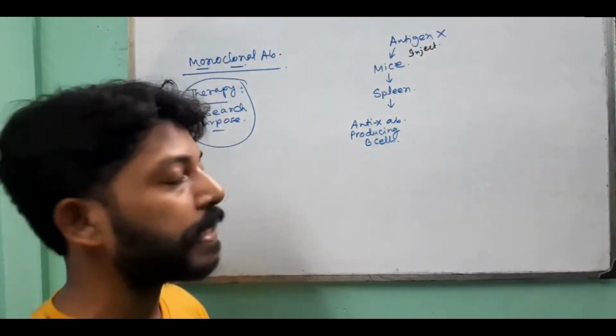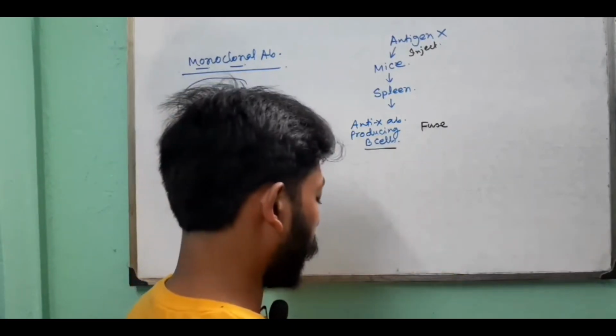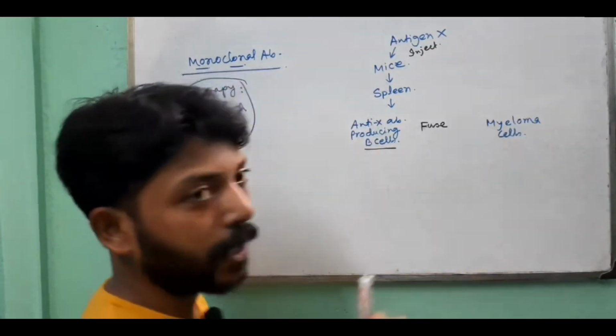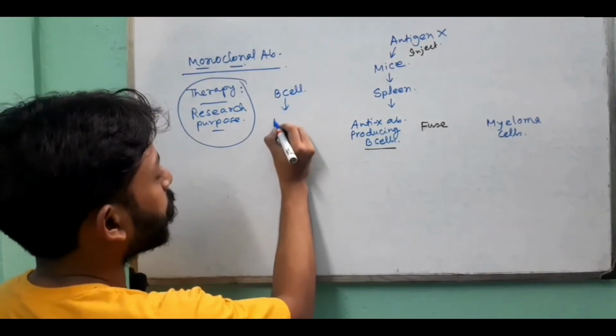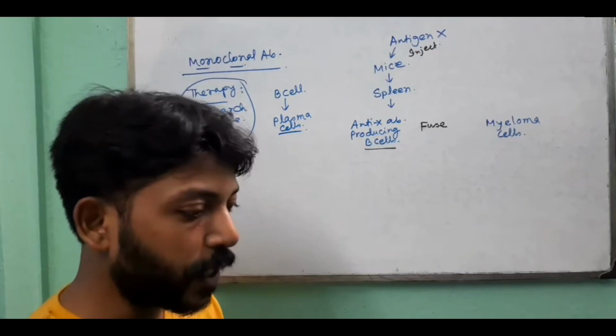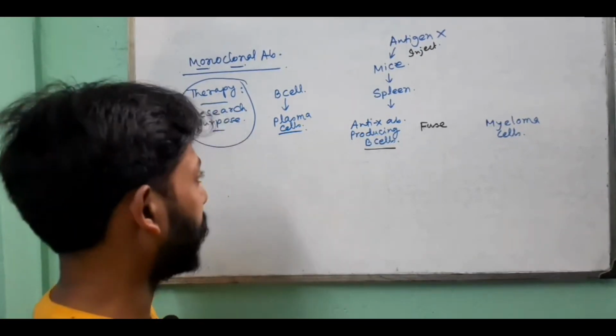So we need a cell that is immortal. Fuse this B cell with another cell called a myeloma cell. What is a myeloma cell? I am telling you. A B cell, when activated, is called a plasma cell. Plasma cell means when a B cell can produce soluble antibody, it is called a plasma cell.